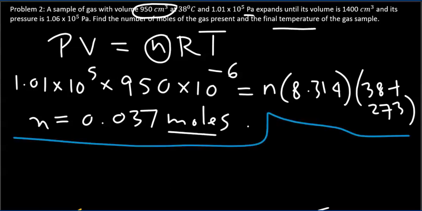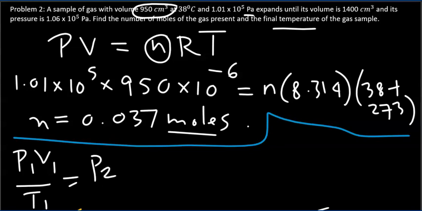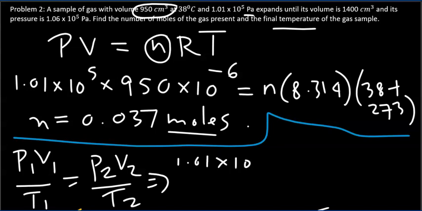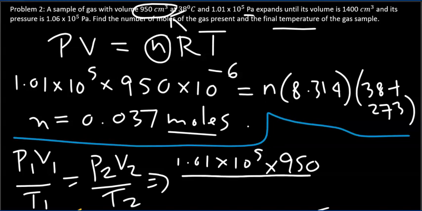To determine the final temperature, we use the similar equation that we used in a previous problem. P1V1 over T1 equals P2V2 over T2. Now we know for the first set, pressure is 1.01 times 10 to the power 5 Pascal. The volume can be expressed in cubic cm. You don't have to change that into cubic meter because it involves a ratio now. The temperature is 38. Do not forget to change into Kelvin.